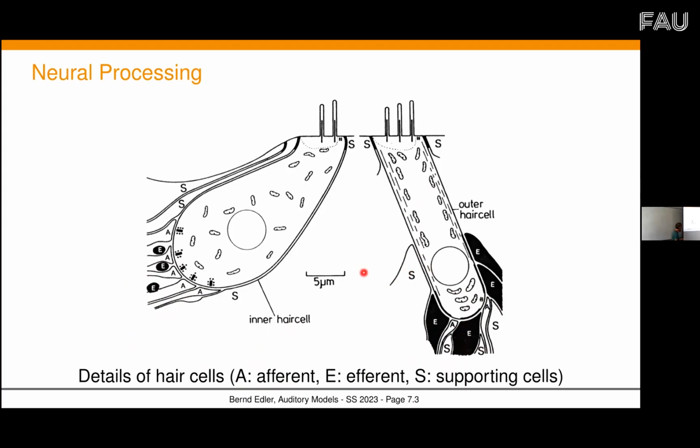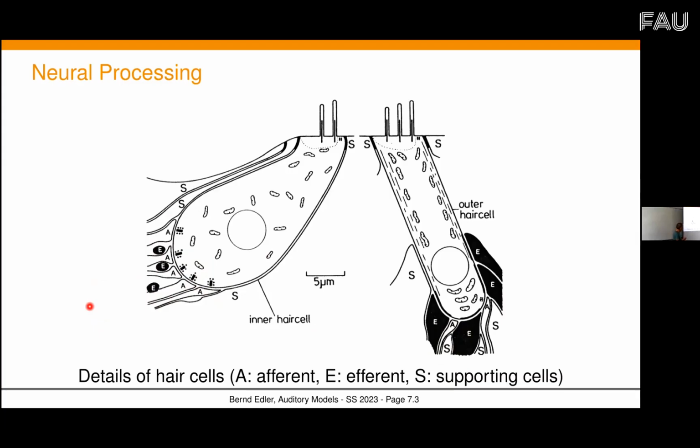Okay, and as I said, afferent means it goes to the brain, and efferent is in relation to the brain. What is E? Efferent, which goes away from the brain. And you see that there are more of those here, but also some here. And there's a much closer connection of the nerve fibers which carry information to the brain at the inner hair cells.